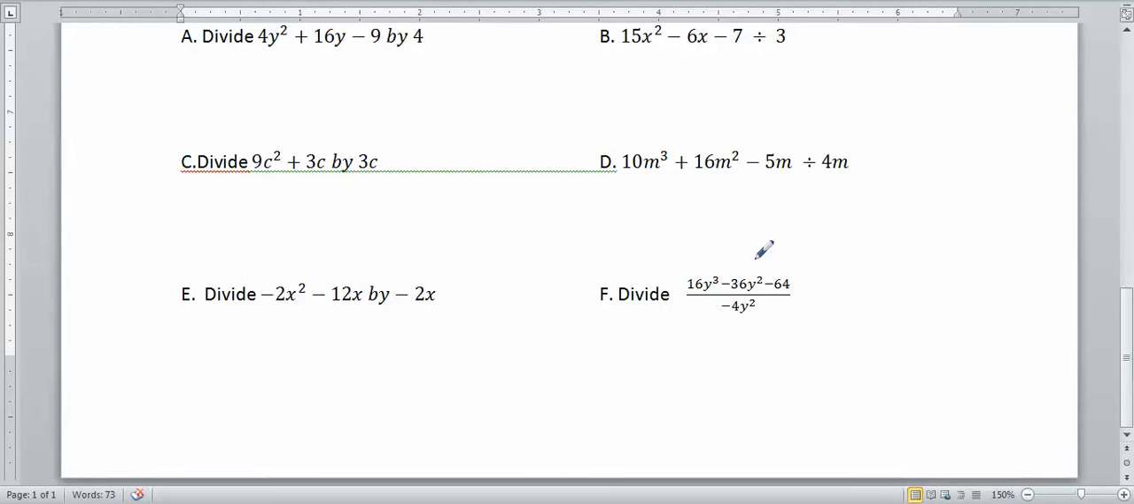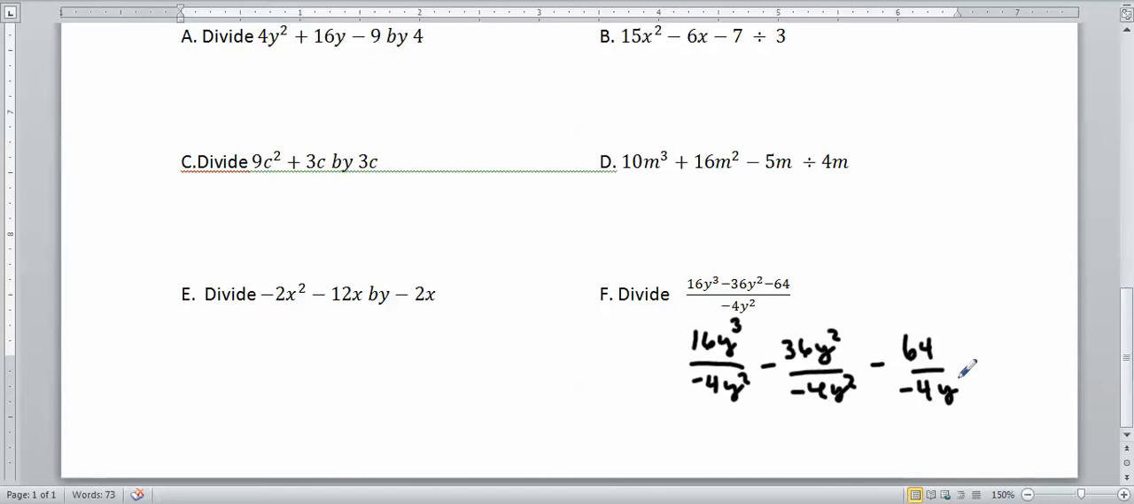This one's a little bit different because I've got negative 16y cubed minus 36y squared minus 64 over negative 4y squared. Well, this is going to be the same process that I did above, right? It's just written out as a division problem already. So 16y cubed over negative 4y squared minus 36y squared over negative 4y squared, and then minus 64 over negative 4y squared. Okay, simplify. 16 divided by negative 4 is negative 4.